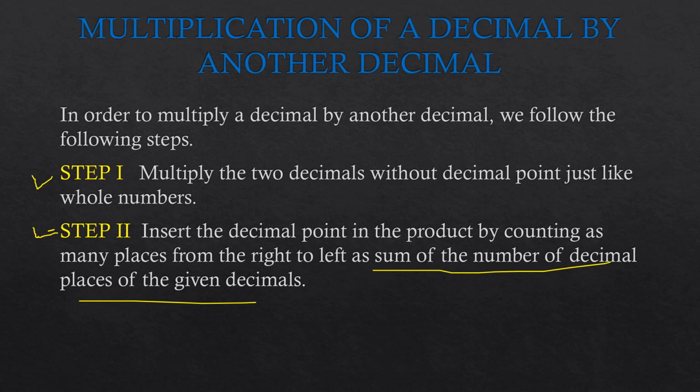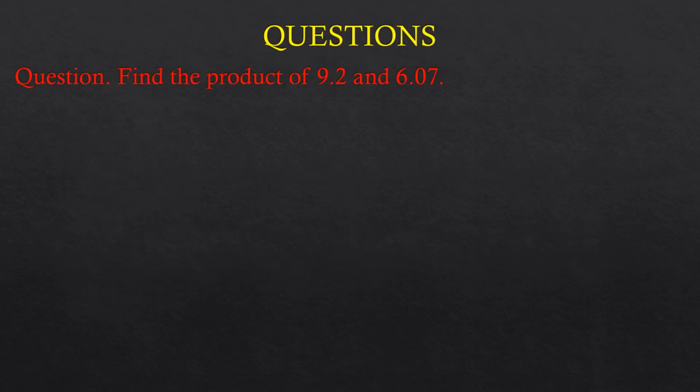Let's see the questions, how we can solve questions like this. Okay, we are having a question: find the product of 9.2 and 6.07. Alright, so we are having 2 numbers and we have to find out the product of these 2 numbers, and they are 9.2 and this has to be multiplied by 6.07.